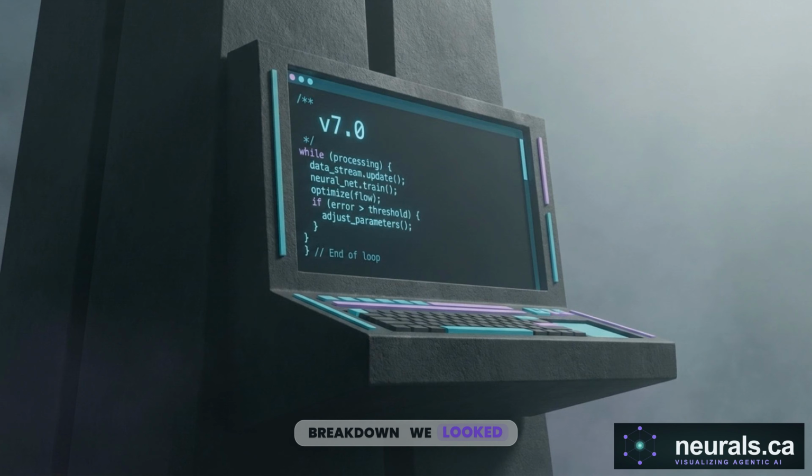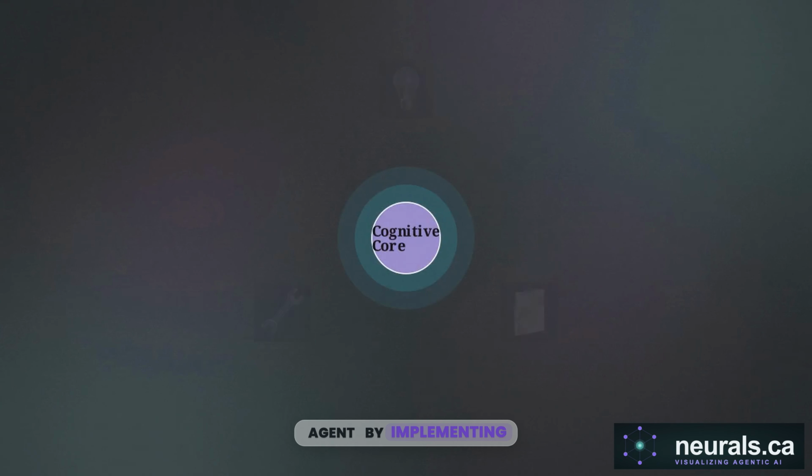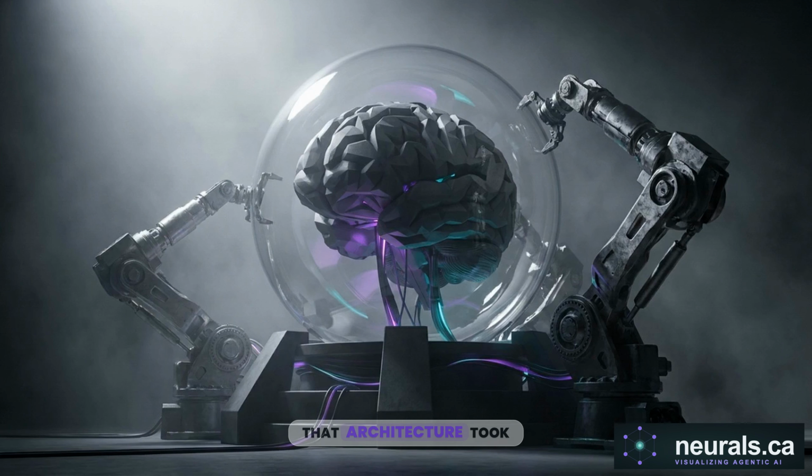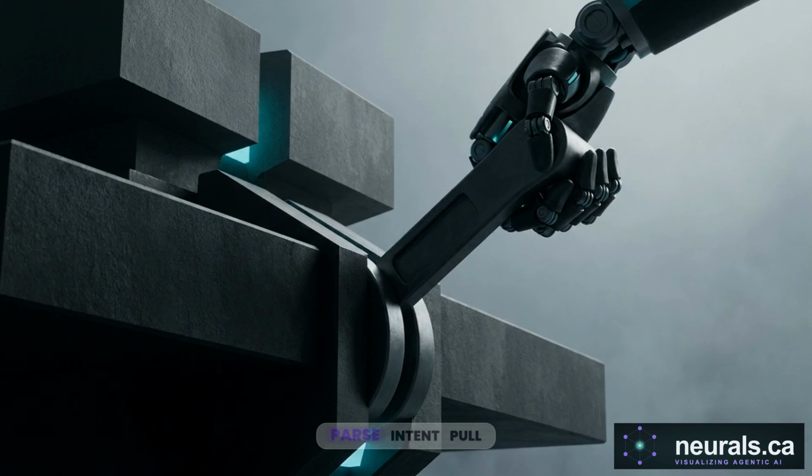Last breakdown, we looked at Agent 7, the tool using agent. By implementing the think, plan, act loop, we gave a single cognitive core the ability to select external tools, execute them, and recover from basic errors. That architecture took an isolated brain and gave it a pair of hands.